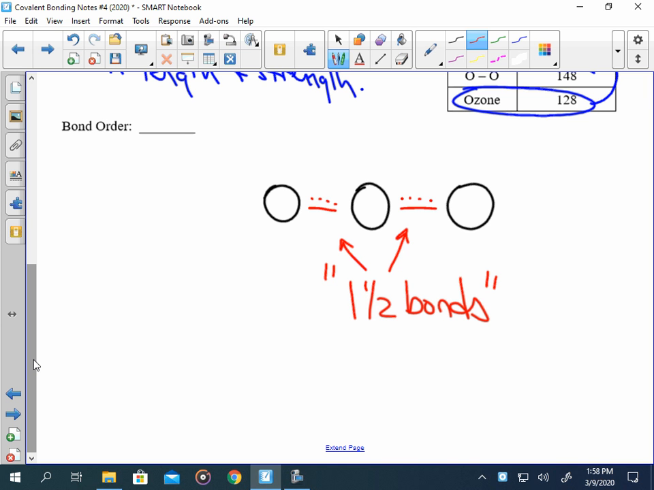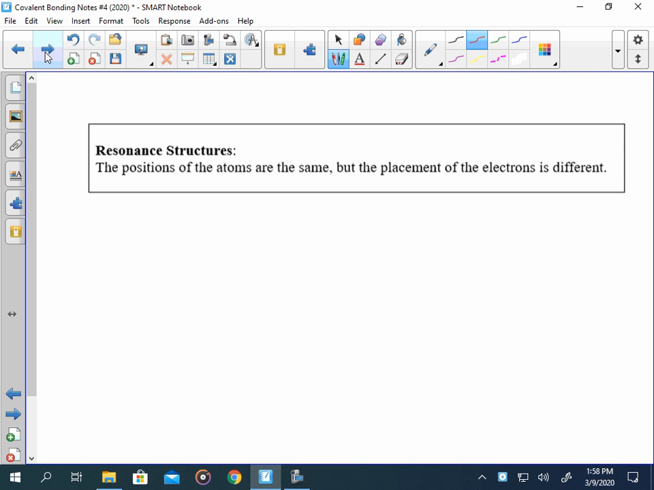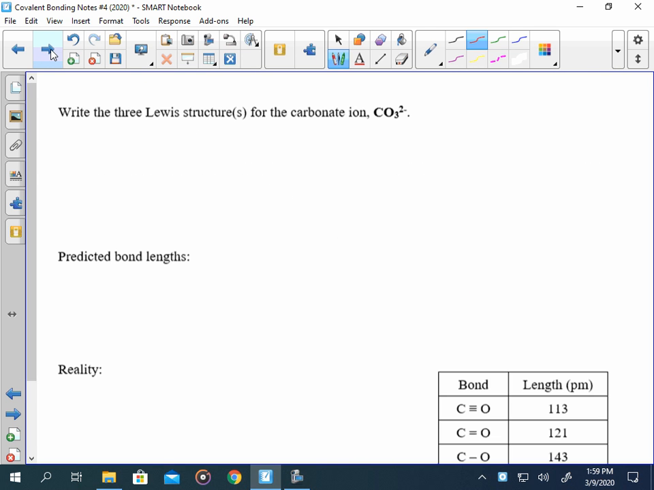Now, bond order we've not talked about, but I think you're going to be able to crack the code. A single bond has a bond order of 1. A double bond has a bond order of 2. A triple bond has a bond order of 3. So, Allison, what should the bond order be here? 1.5, absolutely. It's a 1.5 bond, so the bond order is 1.5. That was so much fun. Let's take a look. Resonance structures, we'll talk more about that.